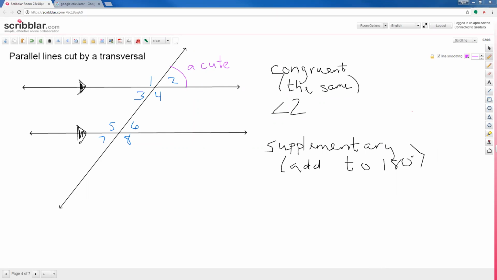So, acute angles are a smaller size. When you're less than 90 degrees, you are acute.